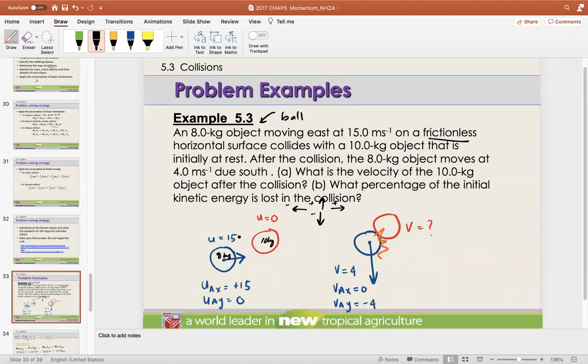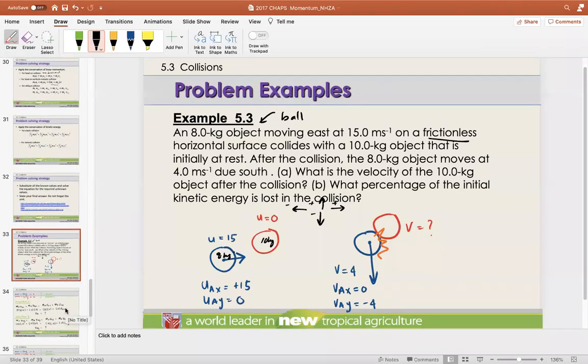For our initial, U equals 15 and it is due east. So UAX is positive 15 because it's going to the right. Our vertical, or Y component, is 0 because I'm moving in the X direction only. So that's our situation.